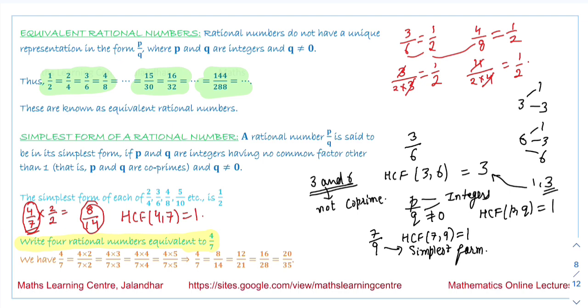So if we have to write 4 rational numbers, what we have done over here, we have multiplied and divided it with 2. We have multiplied and divided it with 3, with 4, with 5. And the answers we have obtained over here, these are the answers. It is 4 by 7, 8 by 14, 12 by 21, 16 by 28 and 20 by 35. So all these numbers are equivalent to the number 4 by 7.